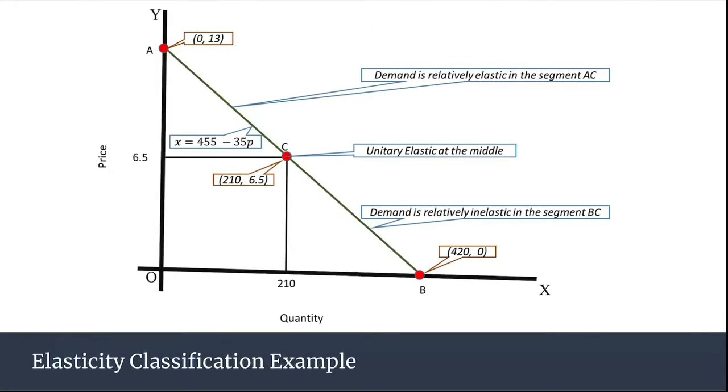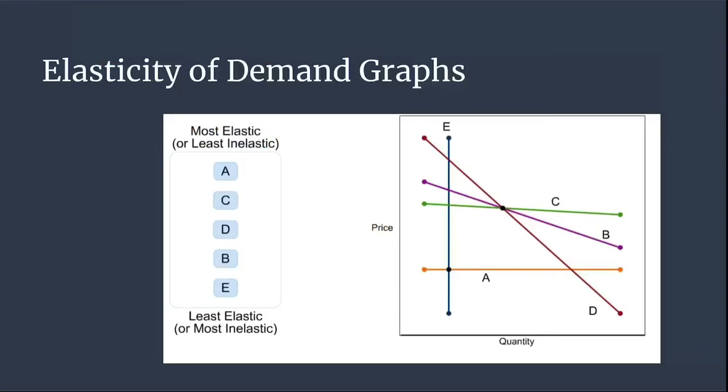On the graph, we can tell that unitary elastic is always in the middle, and segment AC represents the elastic demand, and segment BC represents the inelastic demand. Here's just another graphic representation of elasticity of demand. The flatter curves like A indicate more elastic, while the steeper curve like E is more inelastic.